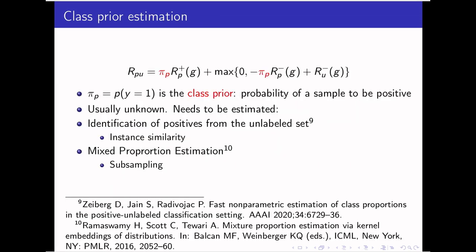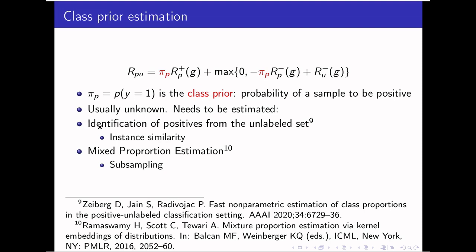Next, there is another factor in this risk minimization framework that is actually more important in our case, which is the class prior estimation. As I said before, the class prior is the prior belief or the prior probability that a sample belongs to a certain class. If it's binary classification, then it's the probability of the sample to be positive. However, this prior knowledge is usually unknown, so it needs to be somehow estimated. And there is actually active research on how to estimate this class prior in better ways.